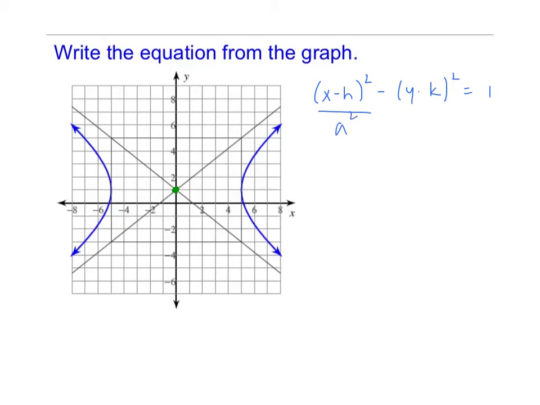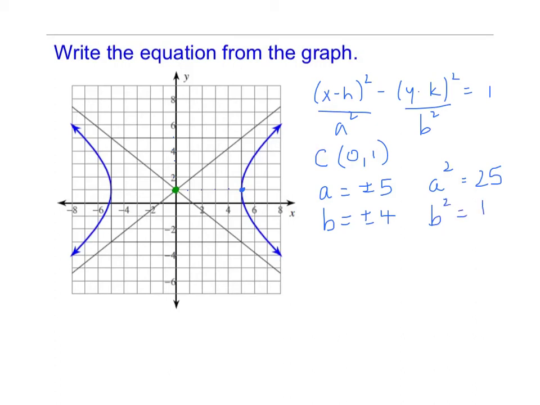Okay, so I need the center. Well, the center, that's h, k, is going to be at 0, 1. The vertices are how far away? So I'm going to count 1, 2, 3, 4, 5 away. So that means that A is plus or minus 5. So that means A squared is going to be 25. Now I need B. B is going to be plus or minus 1, 2, 3, 4 from the center. So B squared is going to be 16.